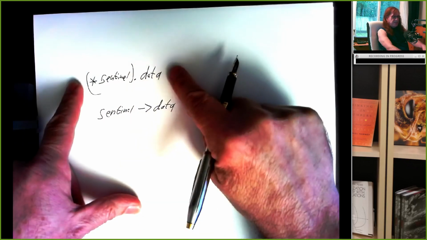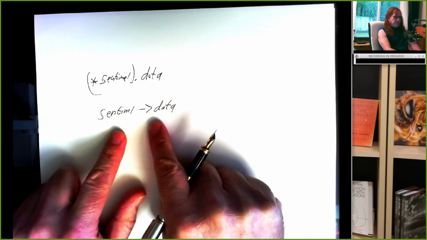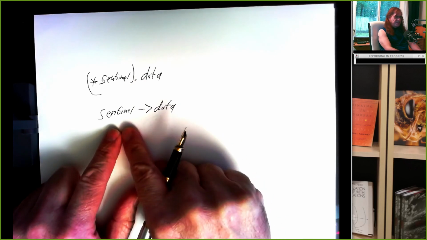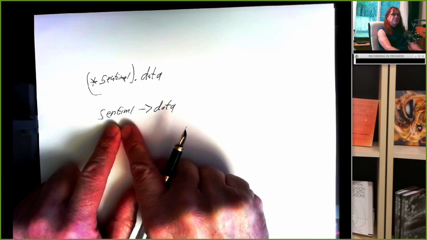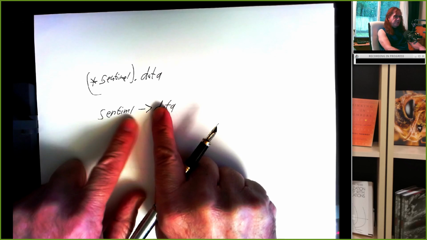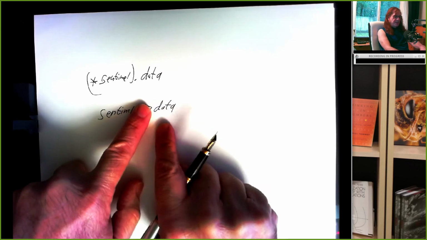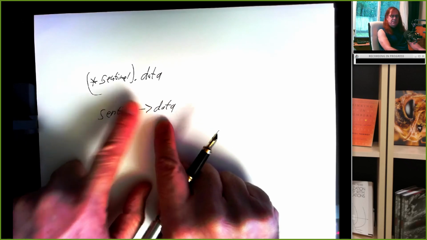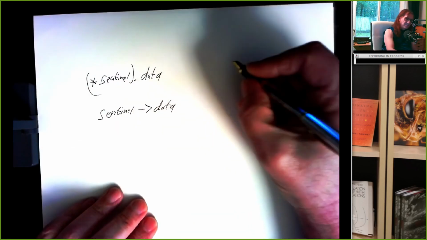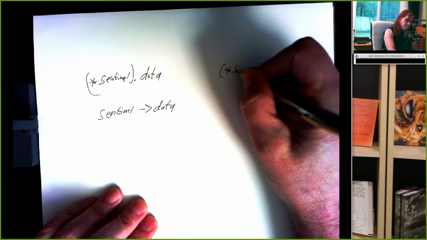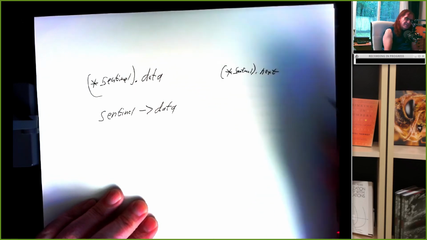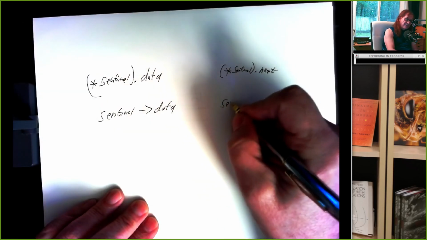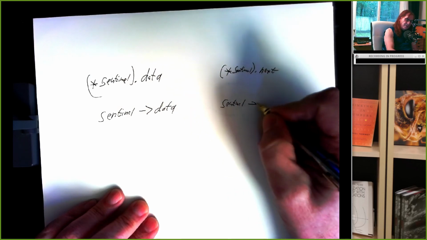This means that the arrow means, hey, data is a piece not of sentinel, but of the thing sentinel points to. In other words, start with sentinel, that's an address in memory, it's a pointer. Go to the thing it points to, and then give me the data field of that. So this means that. And instead of saying star sentinel dot next, I can say sentinel arrow next.